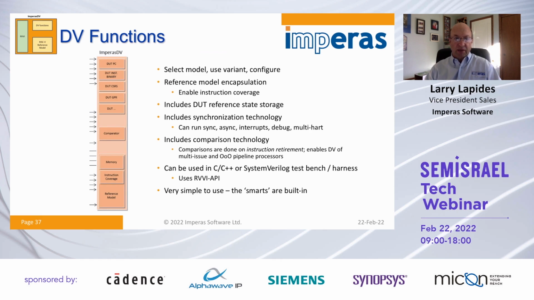So that block of DV functions looks like this. In practice, you're able to select the model, use the variant, configure a specific variant. It provides the encapsulation, including instruction coverage on the reference model. It includes DUT reference state storage, synchronization technology, comparison technology. And this can be used not only in SystemVerilog test benches, but also in C, C++ test benches, and it uses the RVVI API.